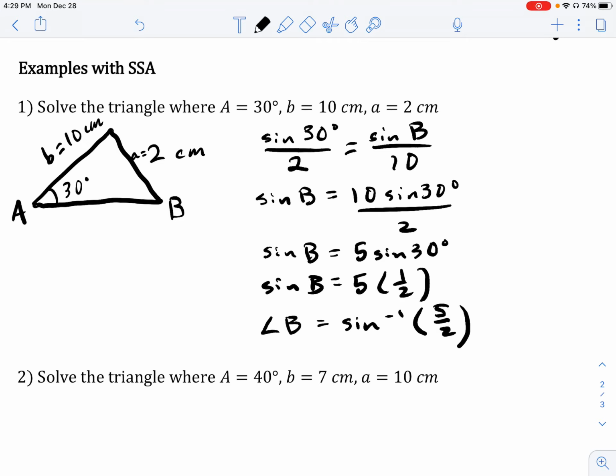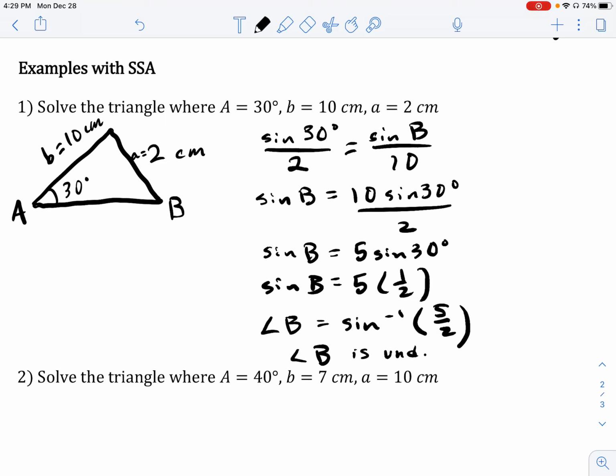The sine of what angle would ever give you a ratio that's greater than 1? And the answer is no angle. Angle B is undefined, or angle B does not exist. Does not exist because there's no way that your opposite side could ever be longer than your hypotenuse, given that sine is opposite over hypotenuse. So this angle doesn't exist.